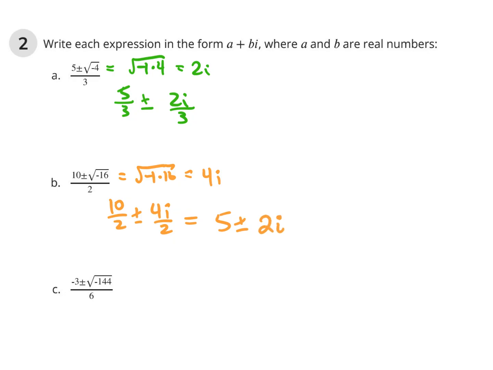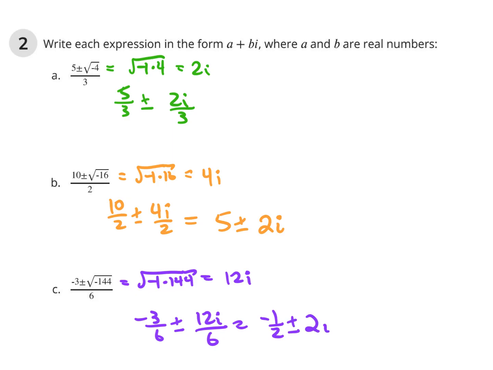Just because it has an i next to it does not mean that it does not act like a regular number. Okay, again, the square root of negative 1 times 144 gives us 12i because the square root of 144 is 12. So negative 3 over 6 plus or minus 12i over 6. Simplify your fractions, which gives us negative 1/2 plus or minus 2i. Or you could turn 1/2 into a decimal, negative 0.5 plus or minus 2i. It's all the same thing.